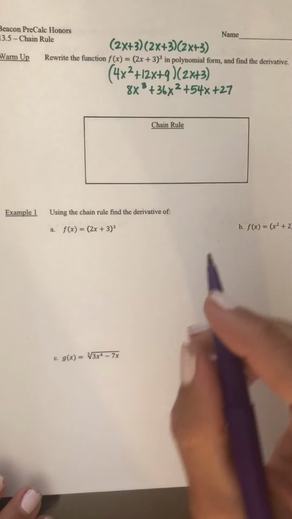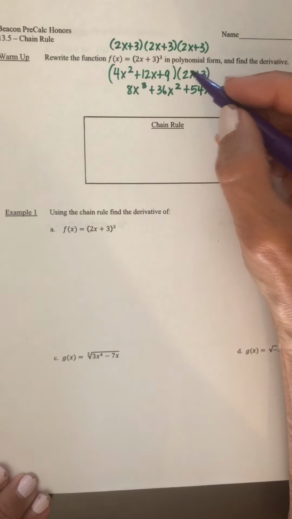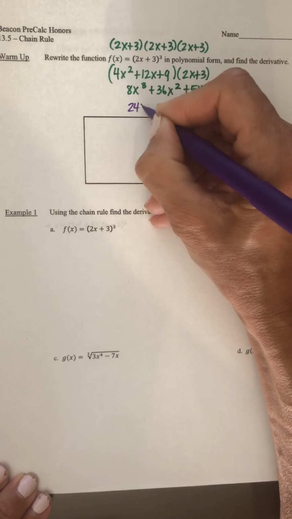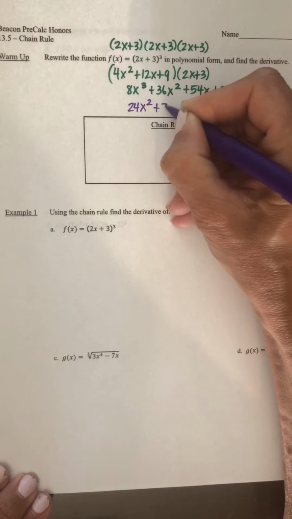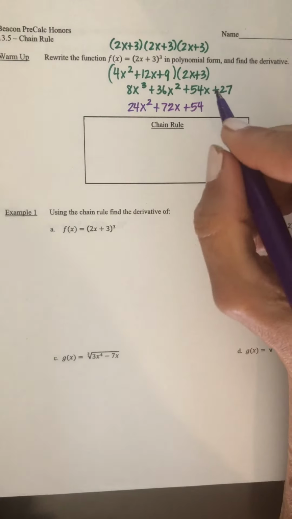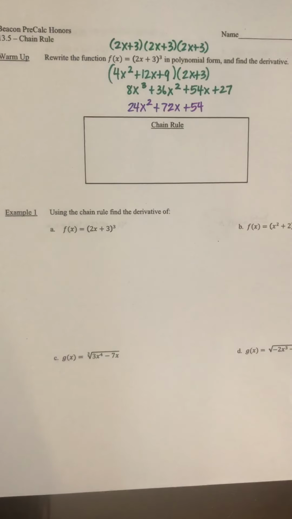So you can either take the time and multiply that out on your own, or you could take my word for it. When you find the derivative, because that's only multiplying it out, we use the power rule, right? So we get 24x squared plus 72x plus 54. So that is actually your derivative, which is kind of a pain, but there is a better way, and it's called the chain rule. You're probably going to use it a lot.